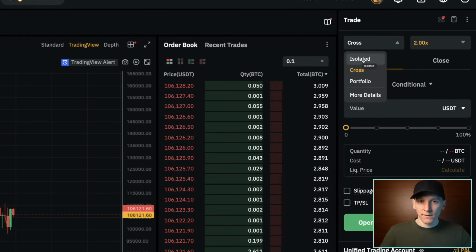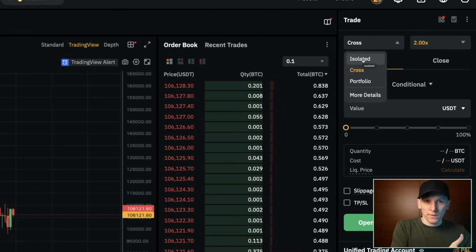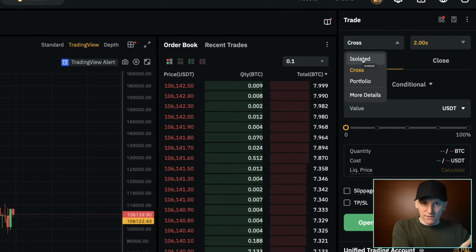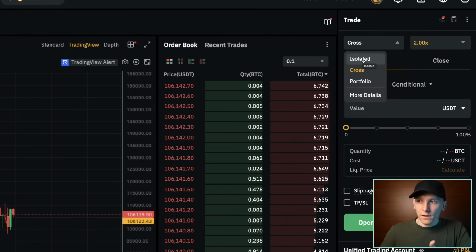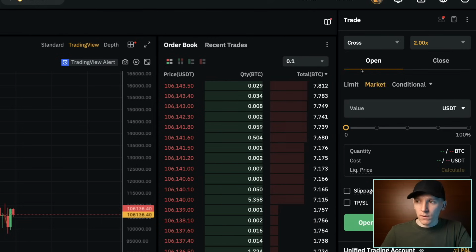You can also use isolated margin, which is where each individual position has an amount of collateral that you use for that position. It can win or lose, and that's it. If you lose that trade, the other positions that you have that are collateralized with other assets won't be affected. It's up to you what you want to use. Isolated, maybe if you're a beginner. If you're a bit more advanced, you might want to use cross.